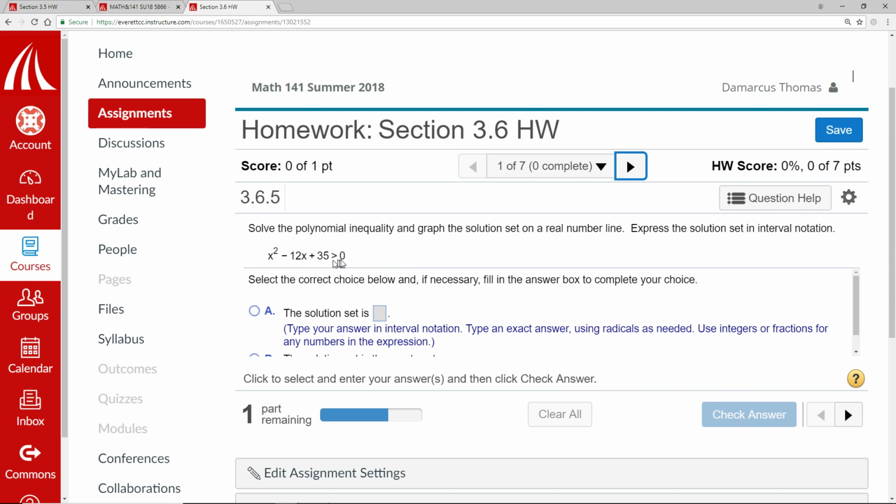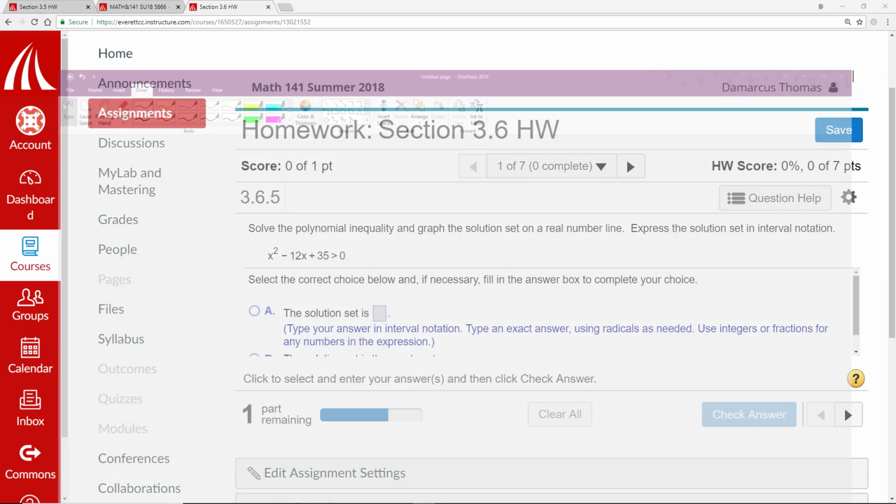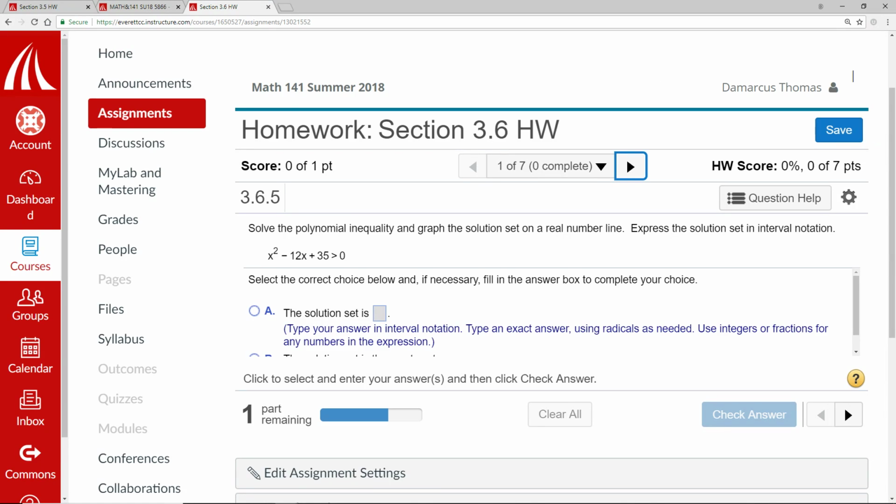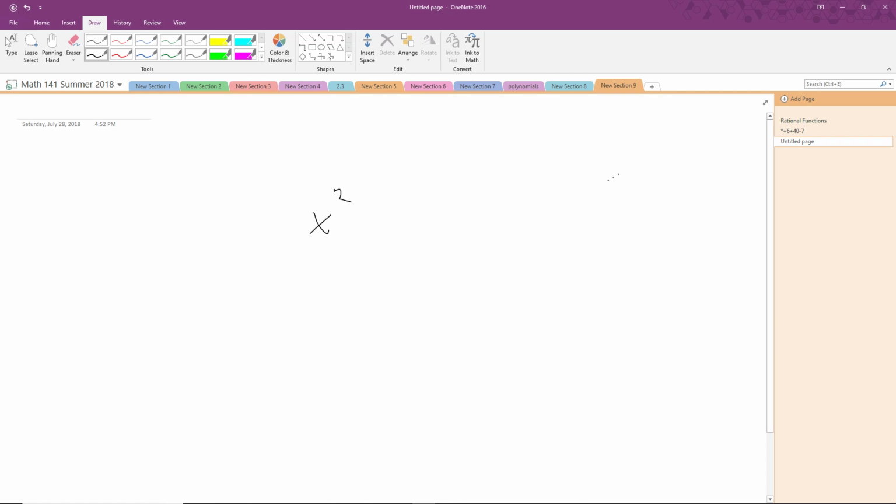Okay, so it's already kind of set up for us, but what we're going to have to do is solve this on a number line. So let's actually work this out. I have x squared, and let's make sure that we're getting the correct equation. It's x squared minus 12x plus 35, and it was greater than 0.